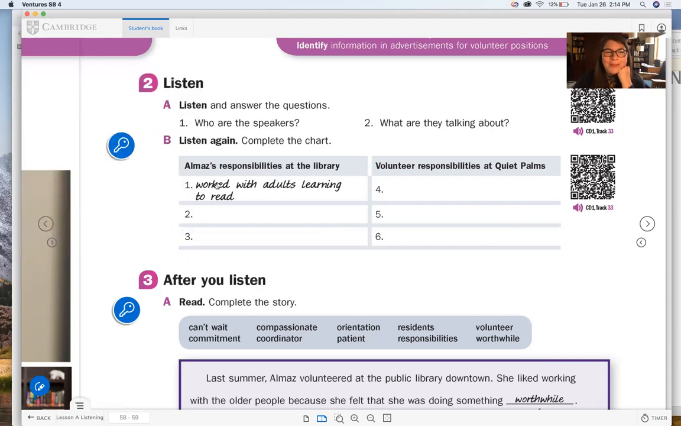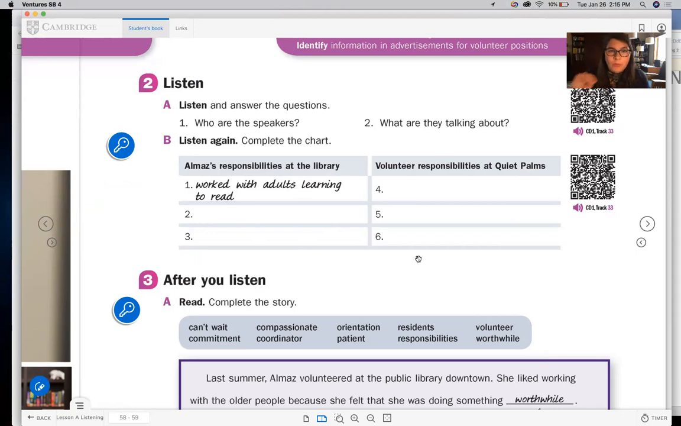Okay, so right here, if you need to, rewind the listening and listen again, or listen 3 times, okay? I'm going to show you these answers in about 5 seconds. So if you haven't finished this, stop the video, take out your notebook or a piece of paper, and write down what responsibilities you heard. Okay? Did you stop the video? Did you do 1, 2, 3, 4, 5, 6?